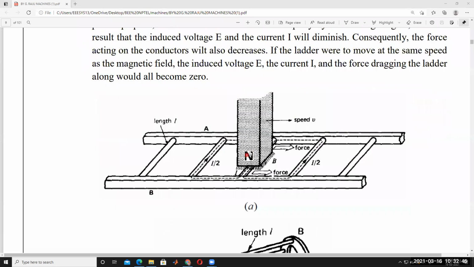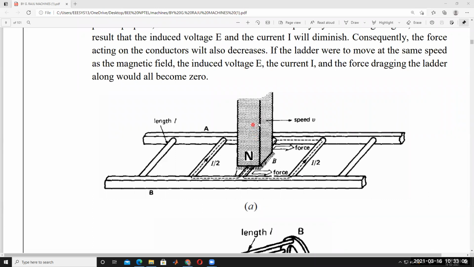The permanent magnetic field is rotating in this direction, so the force on this rotor conductor is also in the same direction as the rotating magnetic field. That's why this rotor is trying to rotate. The rotor is trying to rotate below the speed of the stator rotating magnetic field.